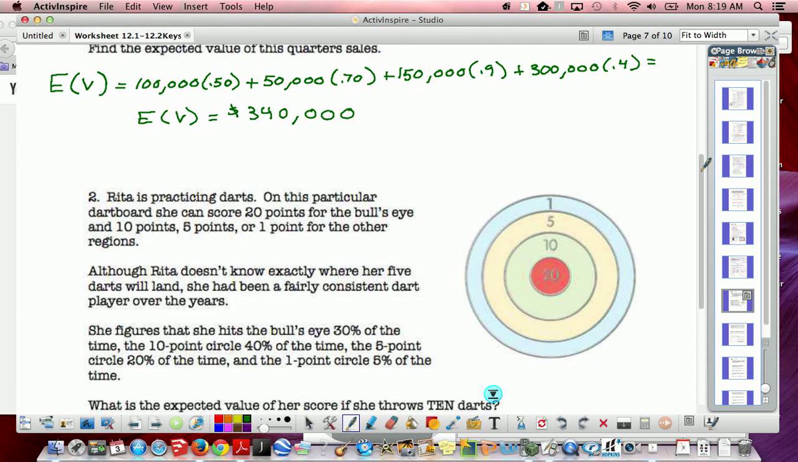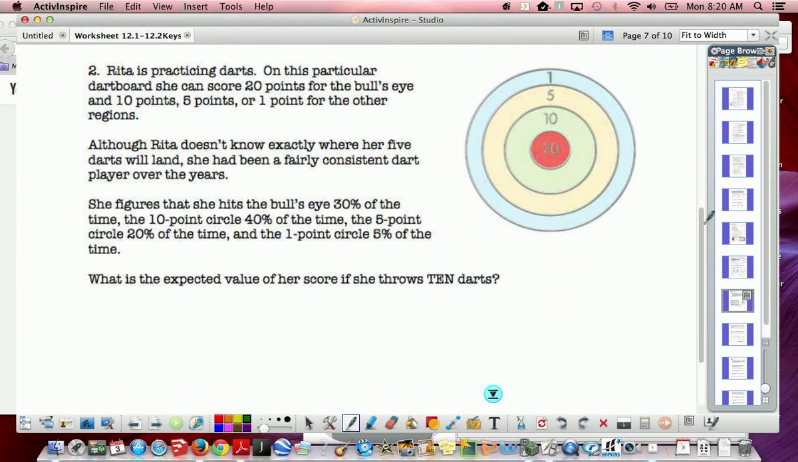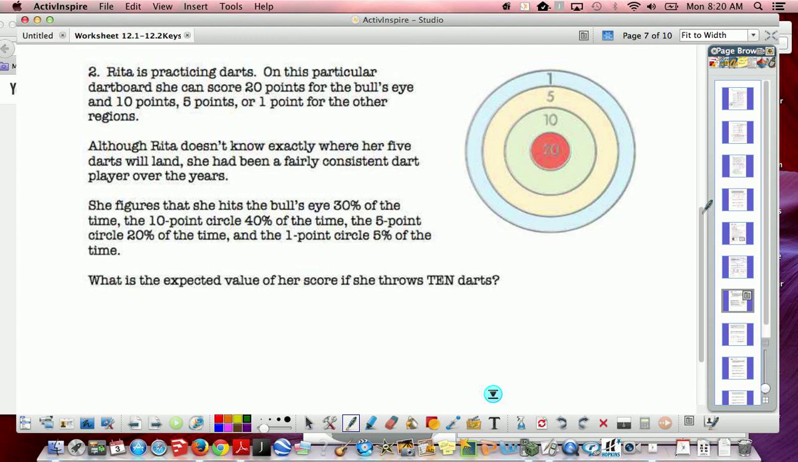All right, let's take a look at number 2. Number 2 says, Rita is practicing darts. On this particular dartboard, she can score 20 points for the bullseye, 10 points, 5 points, or 1 point for the other regions. Although Rita doesn't know exactly where her darts will land, she has been a fairly consistent dart player over the years. She figures she can hit the bullseye 30% of the time, the 10-point circle 40% of the time, the 5-point circle 20% of the time, and the 1-point circle 5% of the time. What is the expected value of her score if she throws 10 darts?